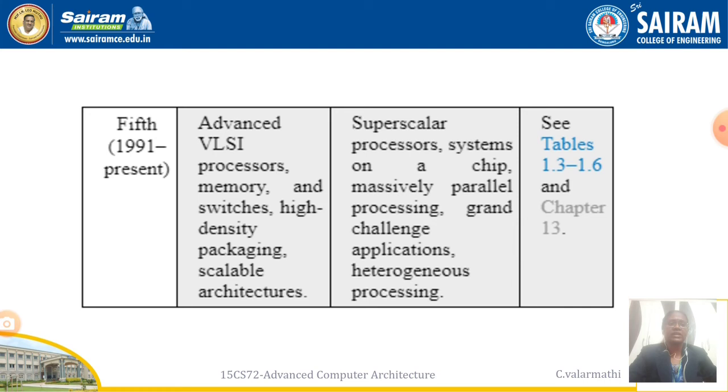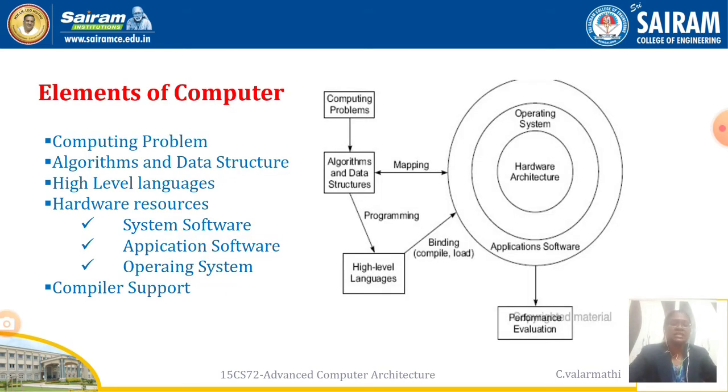Now the fifth generation. It starts from 1991 to the present years. The technology and architecture we are using nowadays is advanced VLSI processors, for example ULSI. What is meant by ULSI? Ultra large scale integration. The actively used processors are superscalar processors, system on a chip, massively parallel processing, and grand challenge applications for heterogeneous processing. So these are some of the processors they have used. So these are about generations of computer.